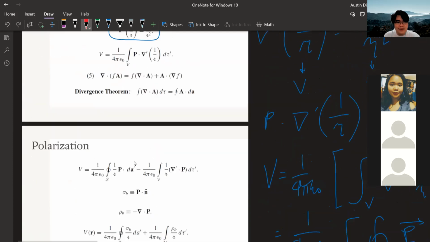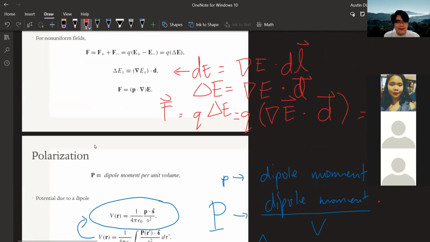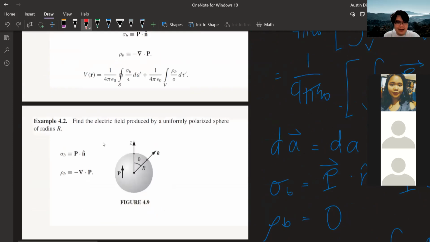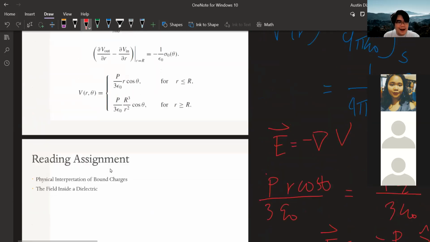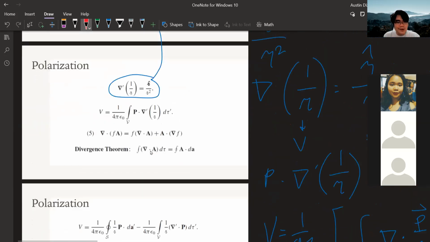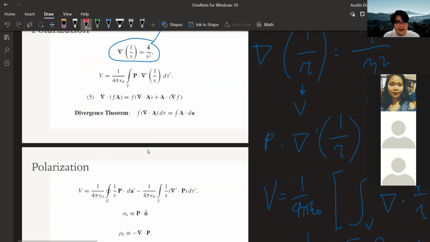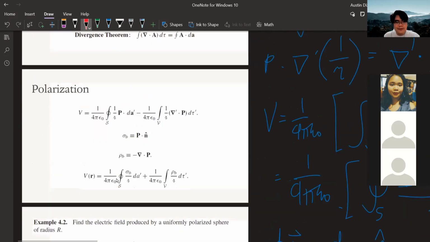Sir, saan mo hinugot yung P? Okay. Pero in essence, yung field inside the dielectric can always be solved by using this guy. Okay? So, pinrove niya na ito rin yung makukuha mo.